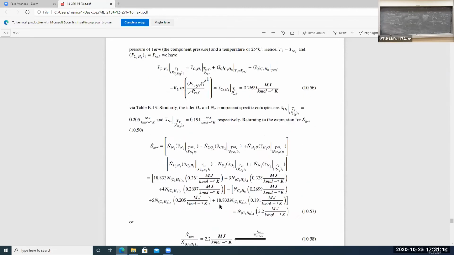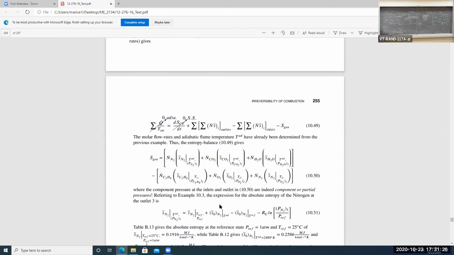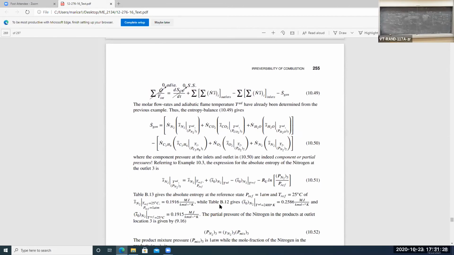So I do have an example here on applying the entropy balance to a reacting system. It's extremely tedious. It would probably take over an hour to do. You can look over the example here. It's just the same old stuff. So I'm going to leave it to you to have a look at how it's done.